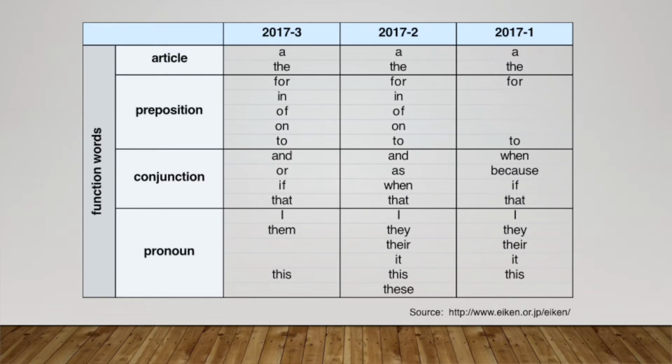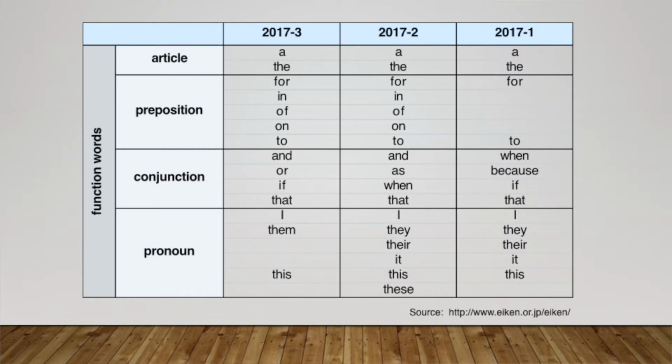I took three sample answers for the writing problems and made a list of all the words used in them. The upper part lists all function words. The lower part lists all content words. Function words mainly relate to grammatical matters. Test 2017-3, 2017-2, and 2017-1 at the top of the table denote the names of the individual three past tests.